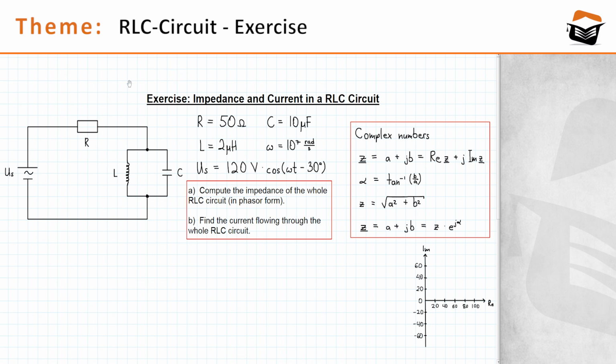And here's the circuit that's the centerpiece of this exercise. It has a resistor and a parallel subcircuit that is made of an inductor and a capacitor. The voltage source provides voltage that's expressed by this cosine function. And the parameters for each component are provided here.